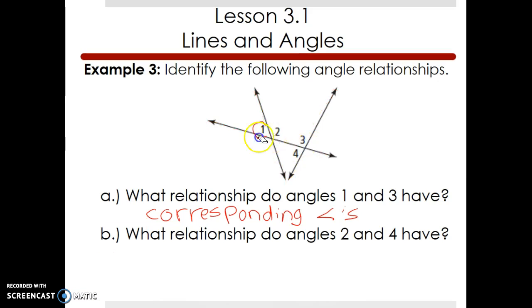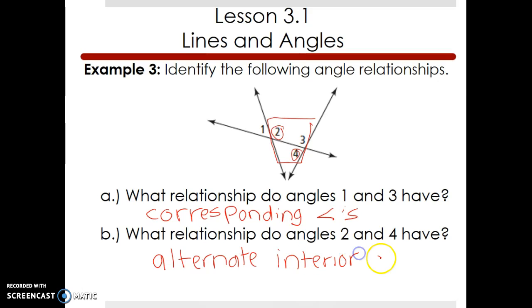So the next one is 2 and 4. Well, they're both in the inside, but are they on the same side of the transversal or opposite sides of the transversal? They seem to be in the opposite side, so I would say alternate interior angles.